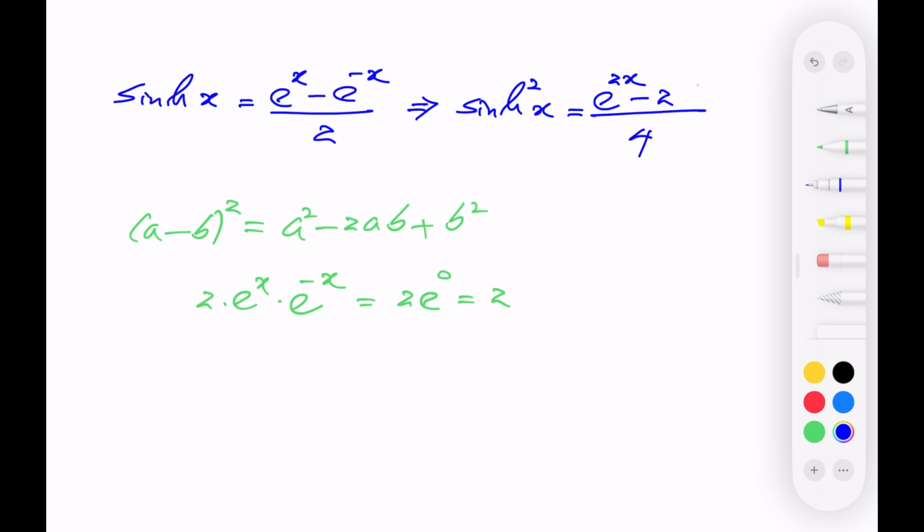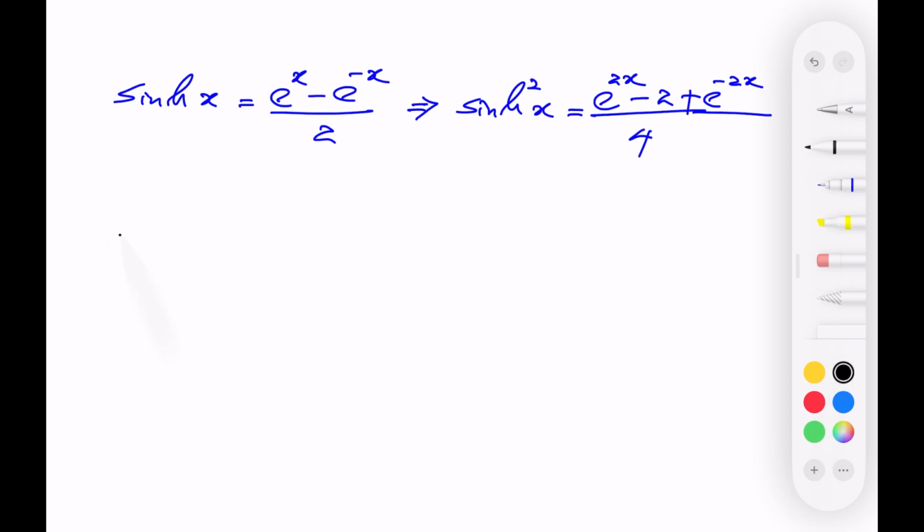And then the last term is plus b squared. b is equal to e to the negative x. e to the negative x squared means e to the negative x times e to the negative x. In the multiplication, the exponents are added and it becomes e to the negative 2x. So the numerator is e to the 2x minus 2 plus e to the negative 2x. That's your sinh squared x.